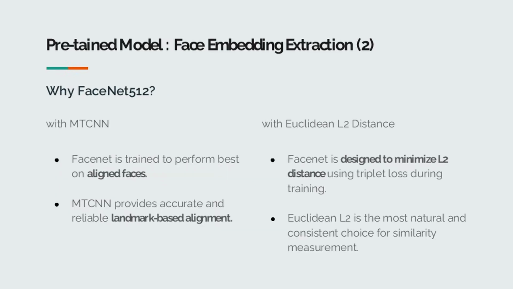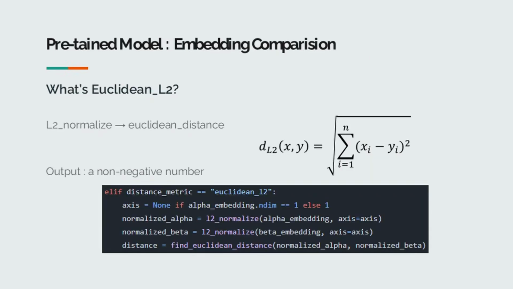FaceNet 512 is trained to perform best on online faces, so it fits MTCNN very well. Additionally, because the model was trained using triplet loss to minimize the L2 distance between embeddings of the same person, using Euclidean L2 distance for comparison is the most natural and effective method. Euclidean L2 distance calculates the square root of the sum of squared differences between two vectors. Like other distance metrics, it outputs a non-negative value representing how far apart the vectors are.